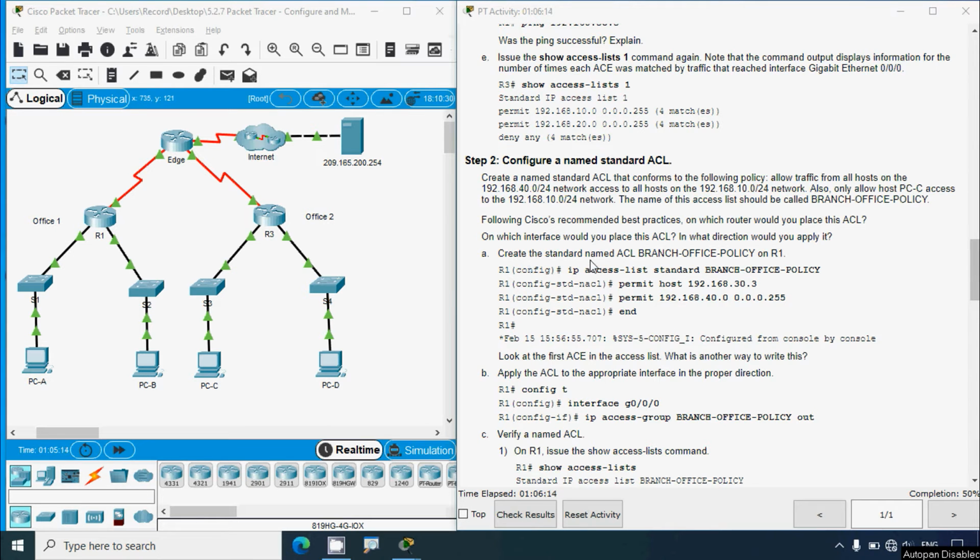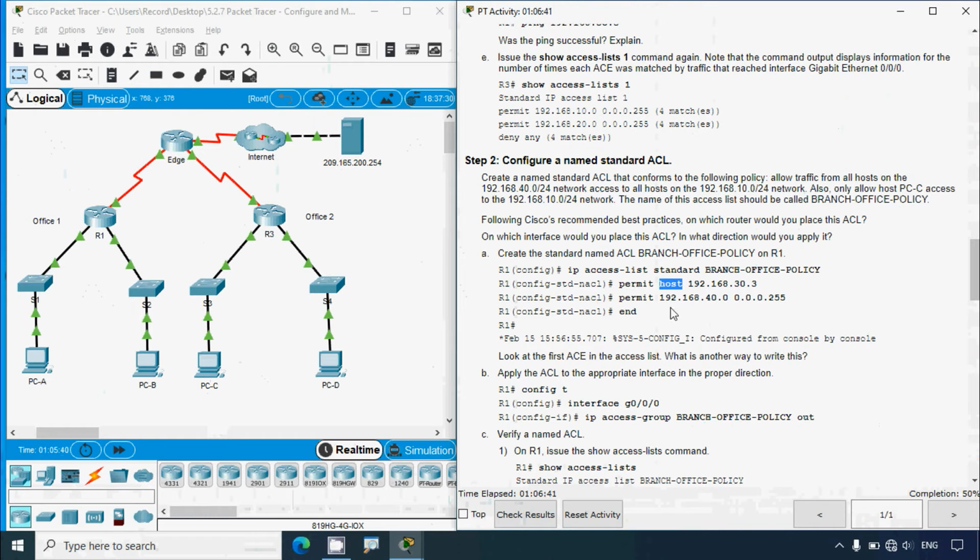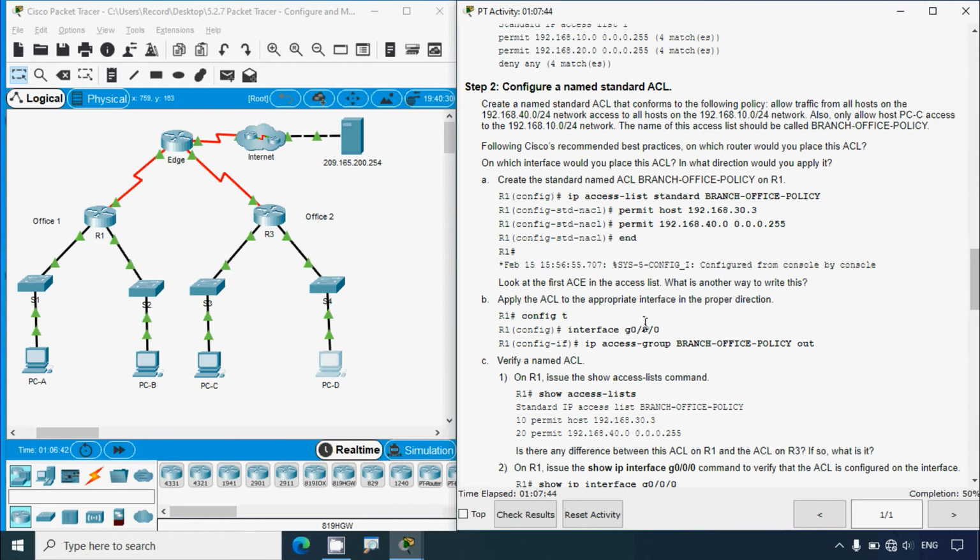Now we will create the standard named ACL branch-office-policy on R1. I will copy this name, and here we can see the command ip access-list standard. Then we specify the name of the ACL. Then we permit only this host, so we specify host, then the IP address of this PC-C. Then we permit all the hosts in the 192.168.40.0 network. And here they did not give the deny any command. Okay, anyway, we will see that.